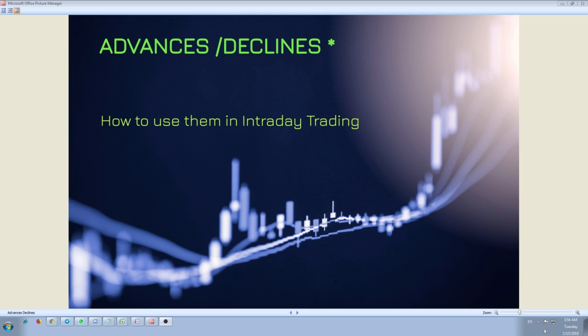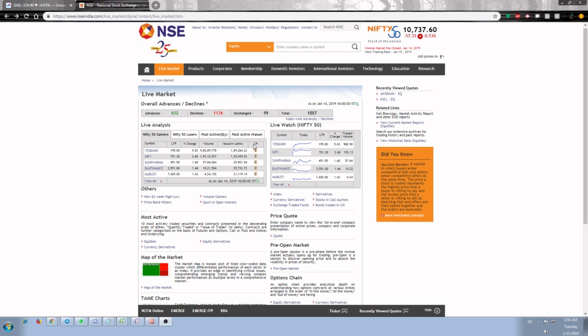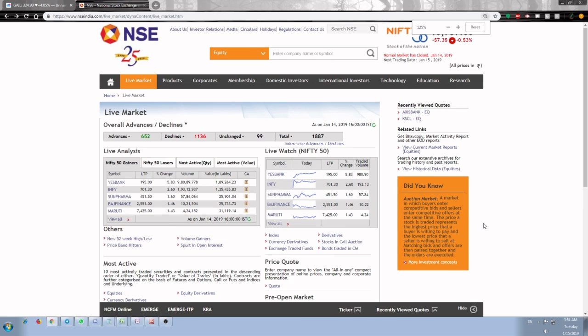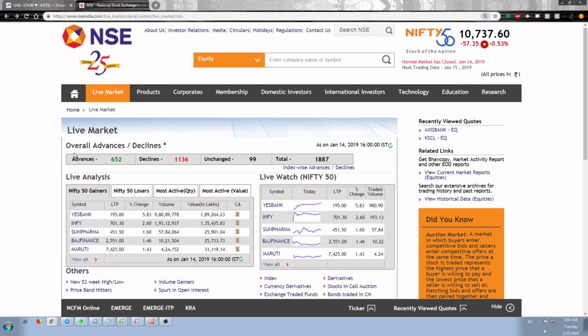So to make things simpler, let's consider the NSE India website. Let me take you there. Yeah, so this is the NSE India website. Let me increase the font so that it's clearer. And you see the overall advances and declines here, right? This is the thing I'm talking about. So what is this exactly and how is it going to help us in intraday trading? This is the exact thing that we are going to discuss in this video.